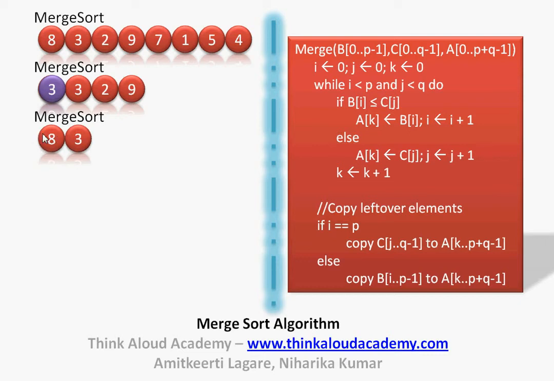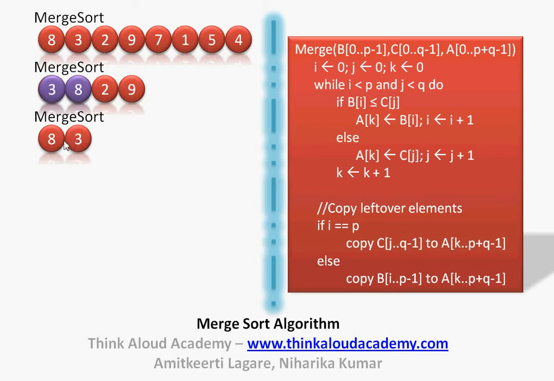I am just left with one element. What do I do? I check is i equal to p. Now I was actually indexing this and i is not equal to p. So what I do is whatever elements are present in B, that is this element, I copy it into A. So 8 is the only element that is left, which I will go and copy back into this particular array. So what has happened is 8 and 3 has got sorted as 3 and 8.